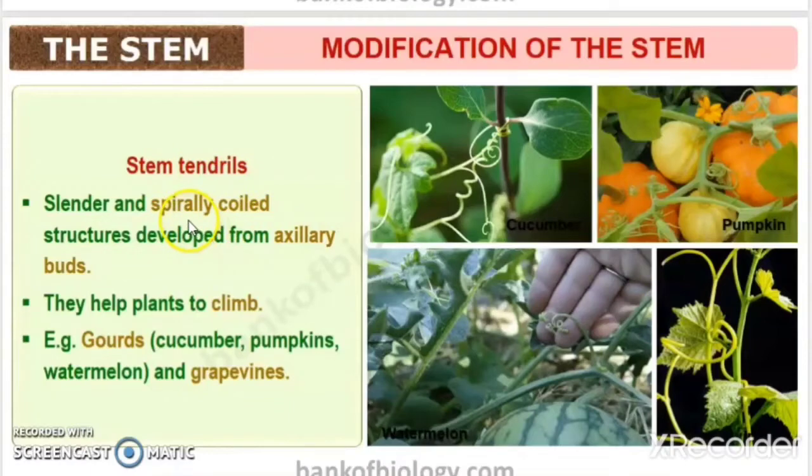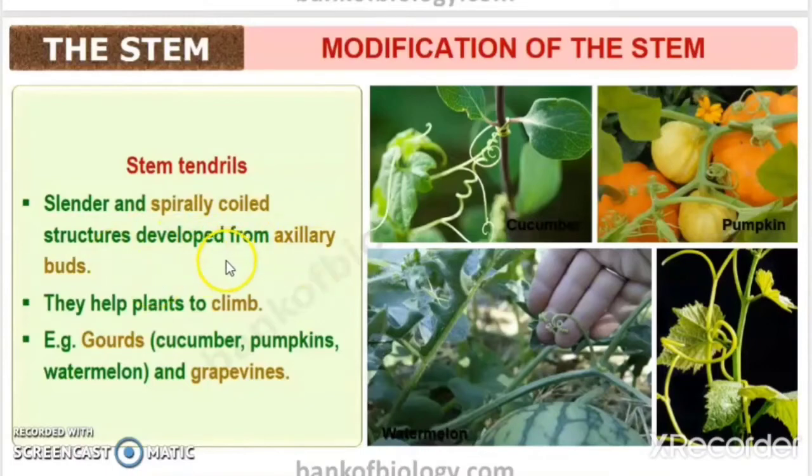So these tendrils will be very slender and they will be spirally coiled. You can see this, right? So this is the stem tendril in the cucumber. You can see stem tendrils in pumpkin. You can see it in watermelon. You can see in different plants, right? So plants usually climb using these stem tendrils and they provide support for that. So to climb or to attach to a surface, these tendrils will help them. So they are slender and spirally coiled structures which develop from the axillary buds.